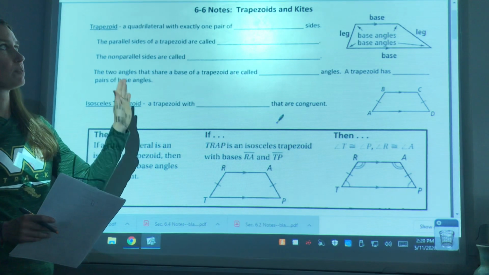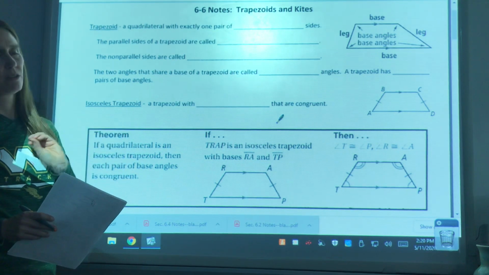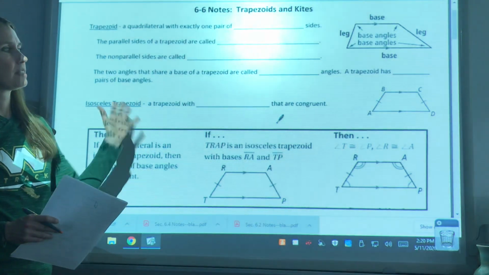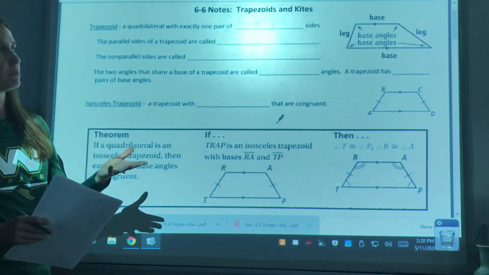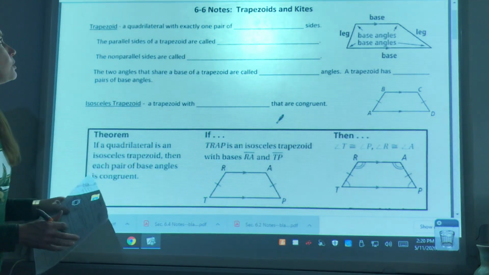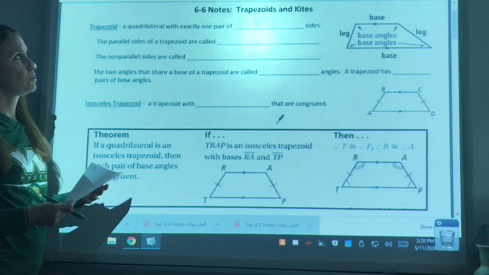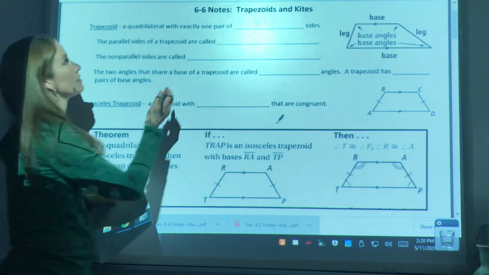Okay, so again, trapezoids and kites are not parallelograms. They don't have the parallelogram properties. They have some new properties that make them unique. So a trapezoid we're going to start with is a quadrilateral with exactly one pair of parallel sides.